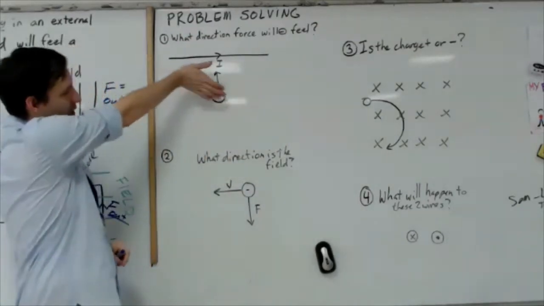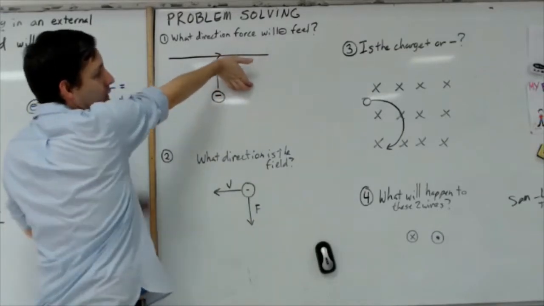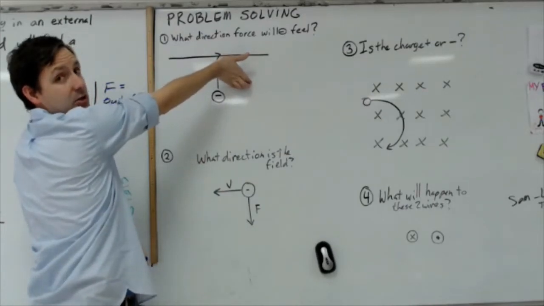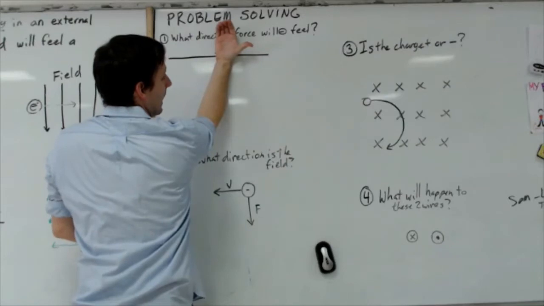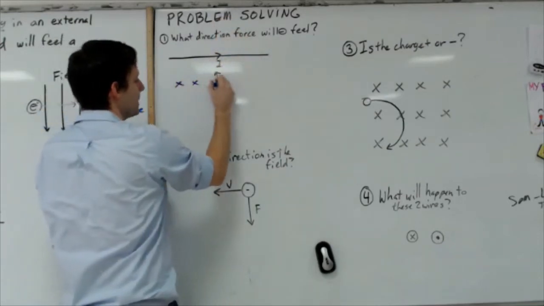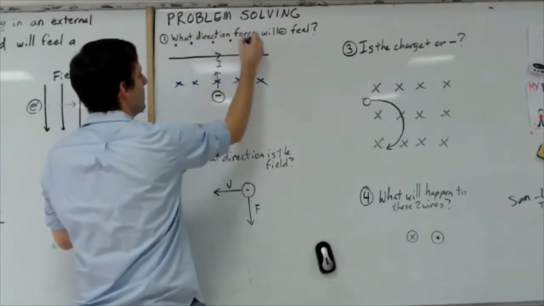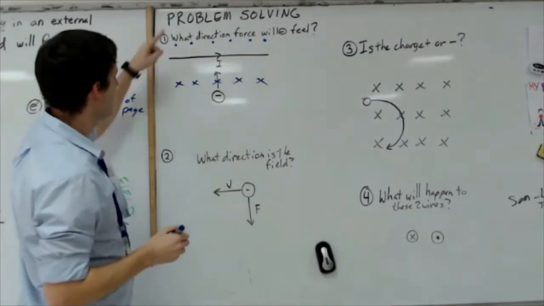I'm going to have my current going this way. For my field, look down below the wire. When I'm below my thumb, my field is into the page. When I'm above my wire, the field is out of the page. So into the page here, and above the wire it's coming out of the page, just like that. So into the page, out of the page.